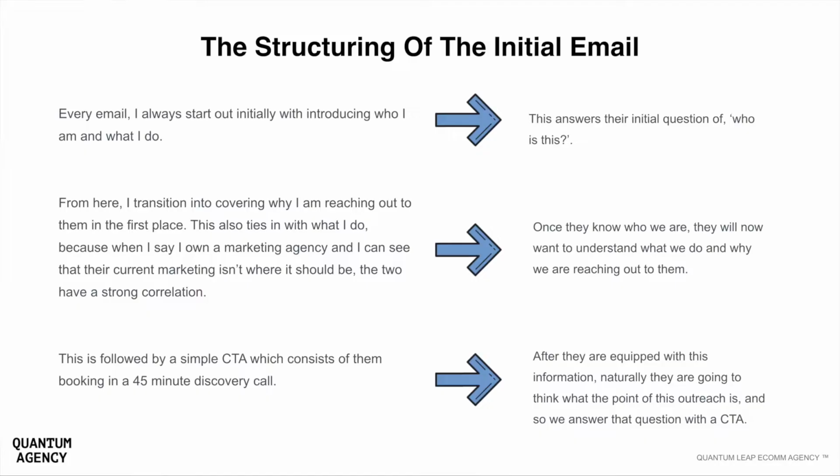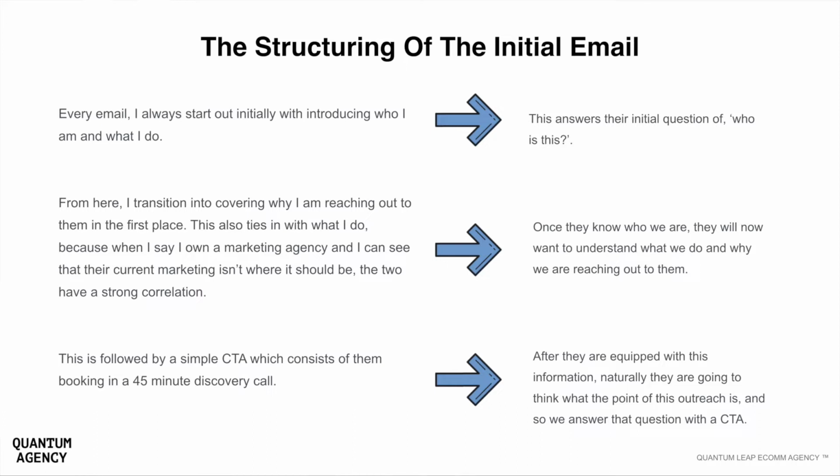So let's get back into it again. Once we've explained what we do, who we are, and why we're reaching out to them, what we want to do is follow this with a simple CTA, which is obviously a call to action, which consists of them booking in a 45-minute discovery call. So at the end of every email, you want to leave your scheduler. For those in the program, you know exactly how to build out the scheduler and how to add in all of the questions that you should be asking within your scheduler.